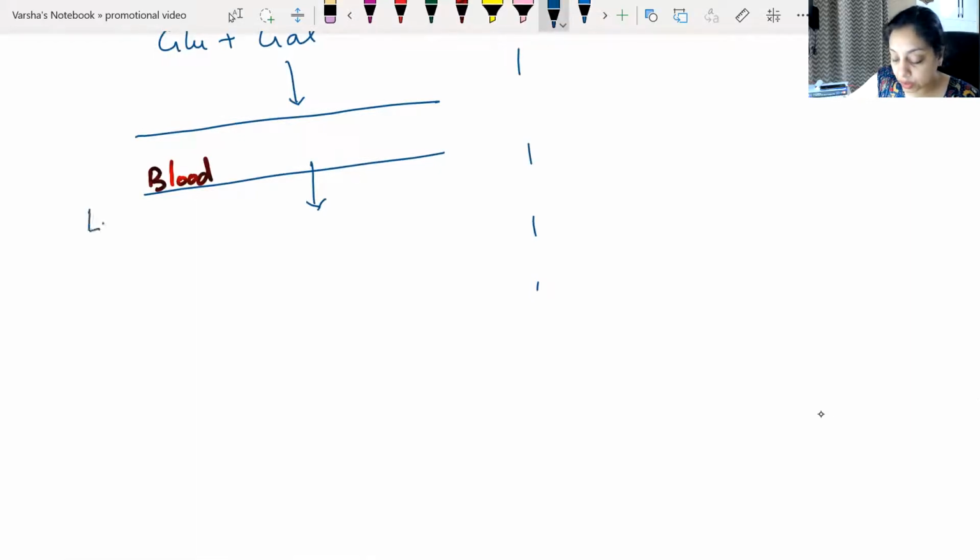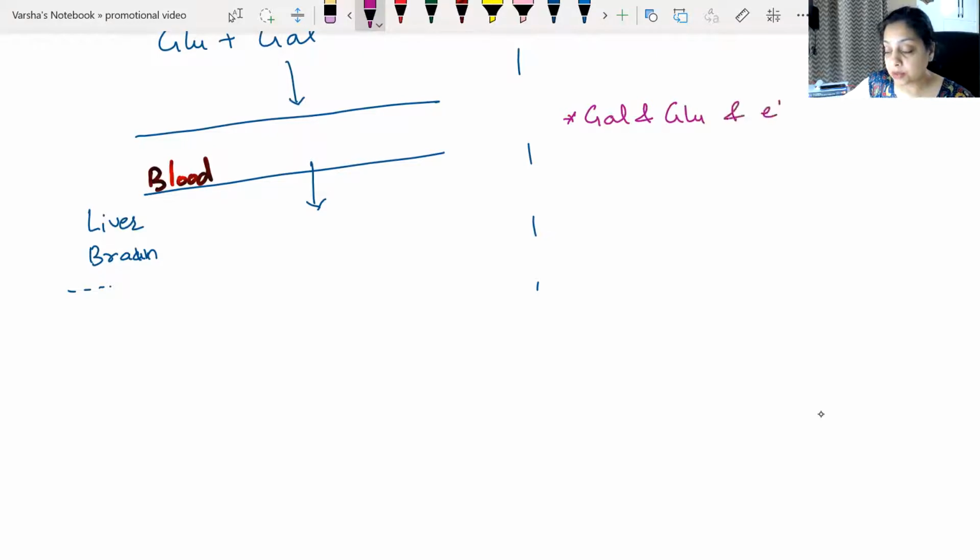Which organs are we talking about? Liver, brain. Why am I mentioning brain? Because brain needs food, that is glucose and galactose. You can write down a note here also, right? Galactose and glucose, they are epimers. For those who are more curious, you may draw the structures here and write down what kind of epimers they are, because that is a must-know thing about glucose and galactose.